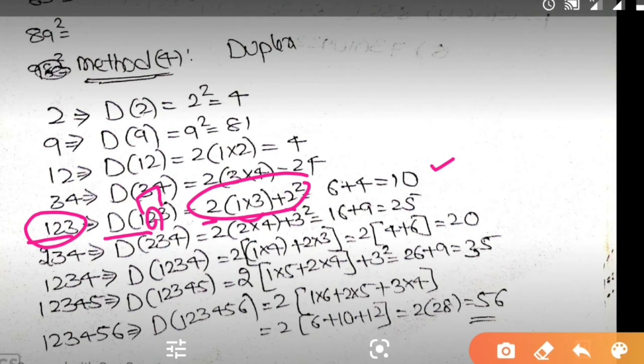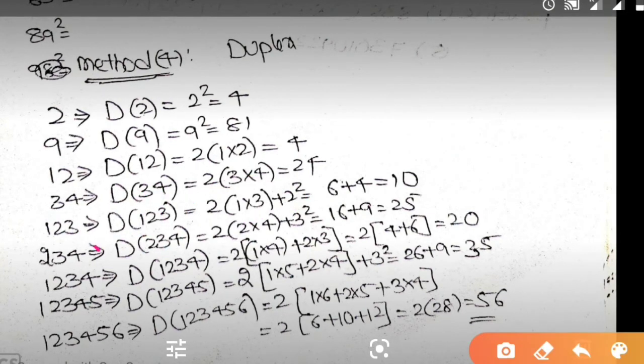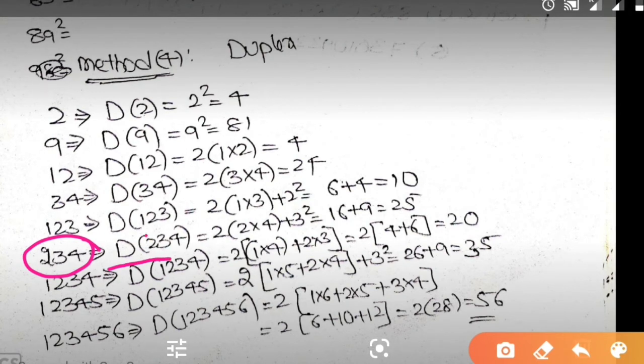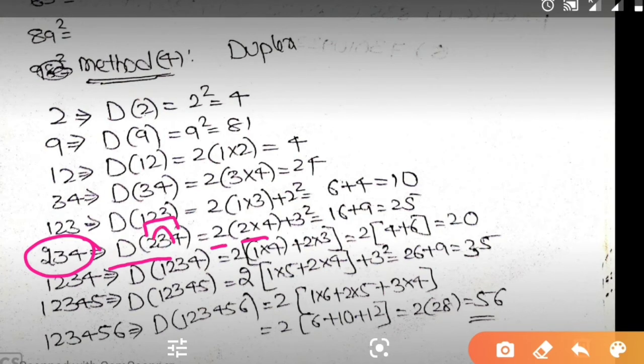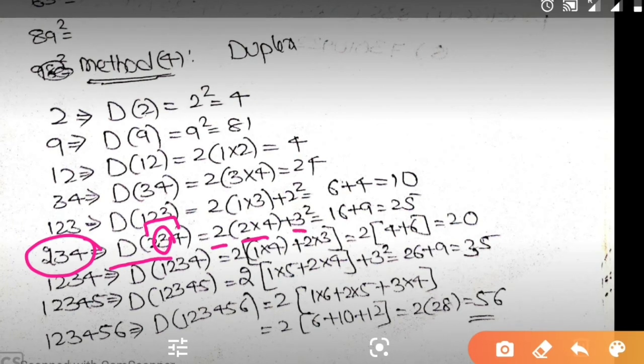So for example, the second one: if you want to do the duplex of 234, so D234 equals what? You have to multiply these two digits, 2 into 4, again multiply them with 2. Then you have to add the middle digit square, 3 square. You will get the answer. 2 4 is 8, 8 2 is 16, plus 3 square means 9, so you will get 25.